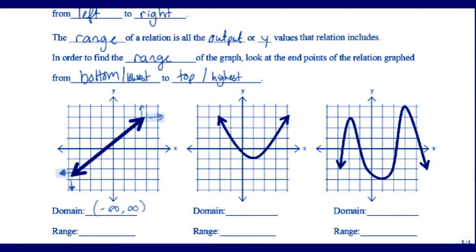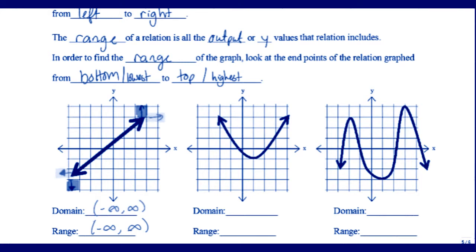Similarly, when I'm looking for the range, I am looking for as low as my y values can go and as high as my y values can go, and I include all the values between them. Notice that the arrow right here tells me I can go down forever. Similarly, this arrow tells me that I go up forever. How low can I go? Negative infinity. How high can I go? Positive infinity.